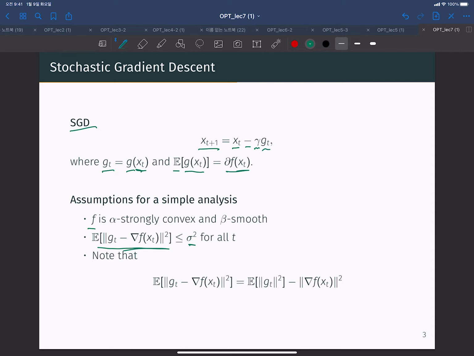And also I will assume that the variance of your stochastic gradient is upper bounded by sigma square. So g_t minus the true gradient, the stochastic oracle minus the true gradient, is upper bounded by some constant in terms of the Euclidean norm scale, on average. Basically, the performance of stochastic gradient descent relies very much on the sigma square value, the upper bound of the expected error.